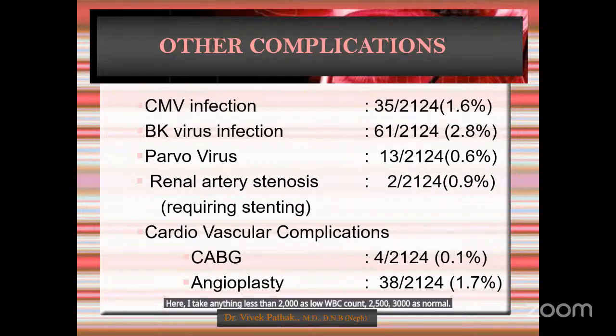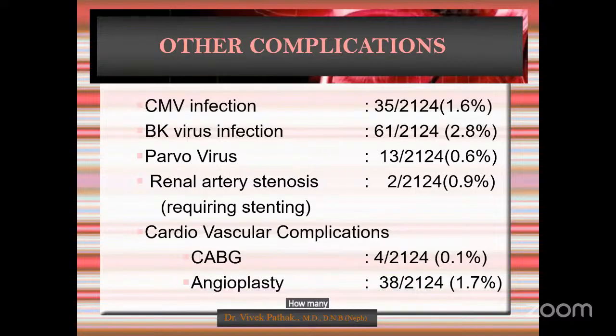CMV infections in 1.6% because I give routine prophylaxis for 2 months. BK virus infection is prevalent in 2.8% of patients, that's 61 out of 2,124. Parvovirus in 13 patients. Renal artery stenosis requiring stent is unusually low because the cardiovascular surgeon does the anastomosis for almost 100% of patients.